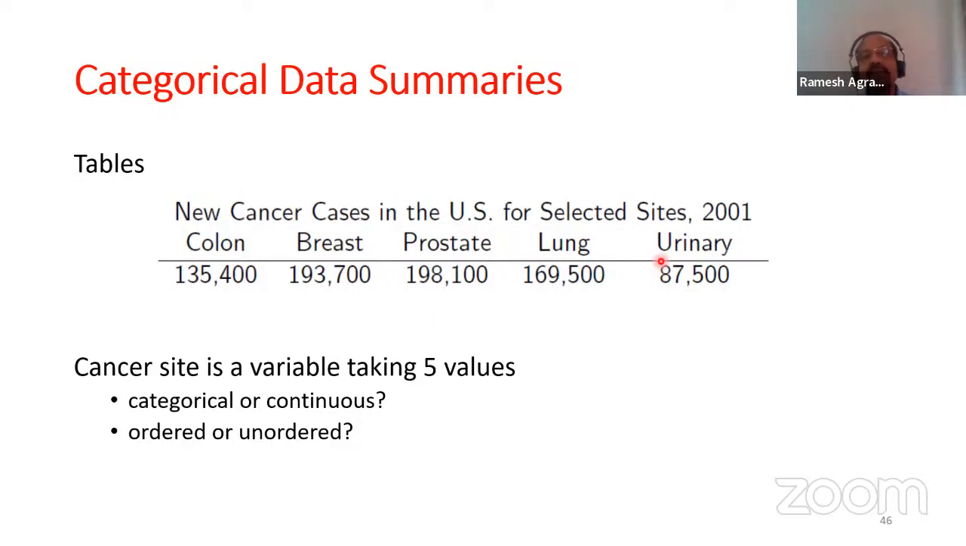So from this, what can you make out? First, you have found that there are 5 kinds of cancer cases in the US in this data. What is the other information you get from this data? You find that the number of prostate cases is maximum, and the number of breast cases is second maximum. The difference between breast cancer and prostate cases is not much, around 5,000. And the number of urinary cases is minimum among these 5.